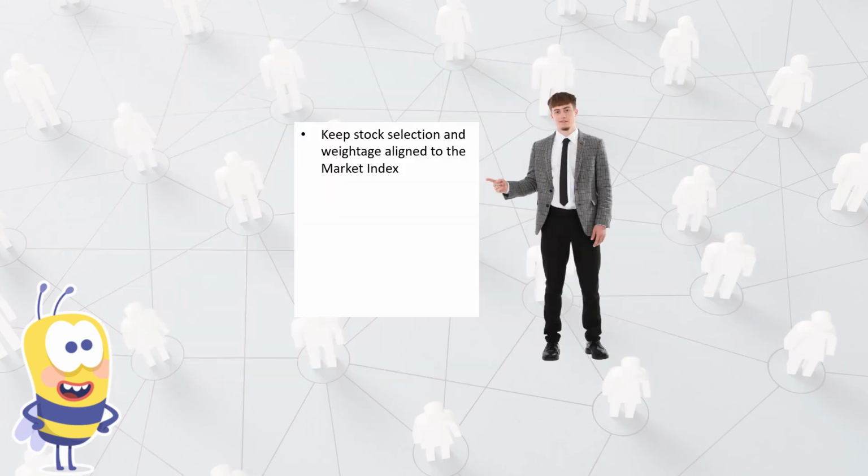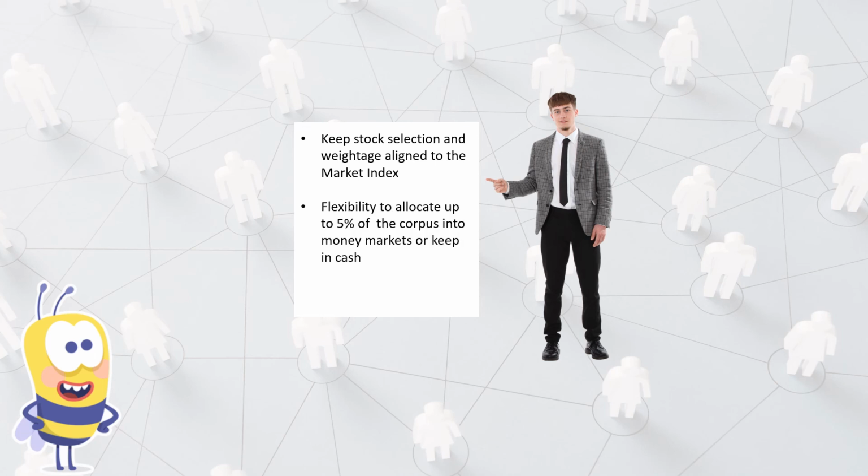Number 1. Keep stock selection and weightage aligned to the market index, as stocks and their weightage can be changed by the index committee in periodic reviews. Number 2. The index manager can take a call to keep up to 5% of the total funds in money market instruments or in cash, if he thinks the index is not going to perform very well. And, number 3, minimize the tracking error. That is, to keep the performance of the index fund as close to the market index as possible.